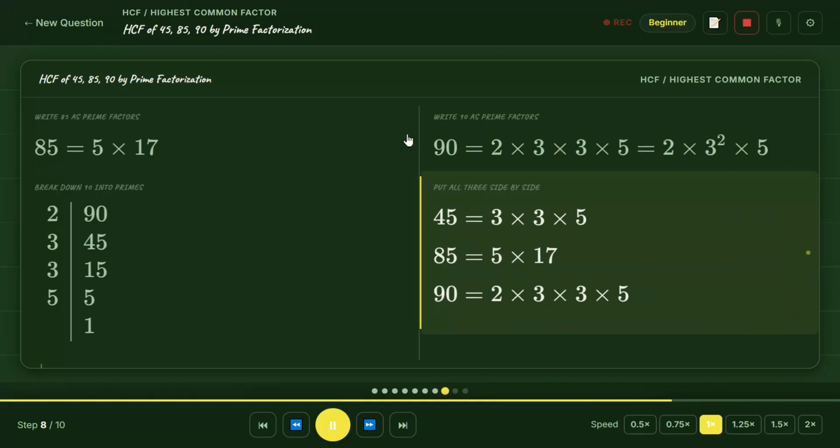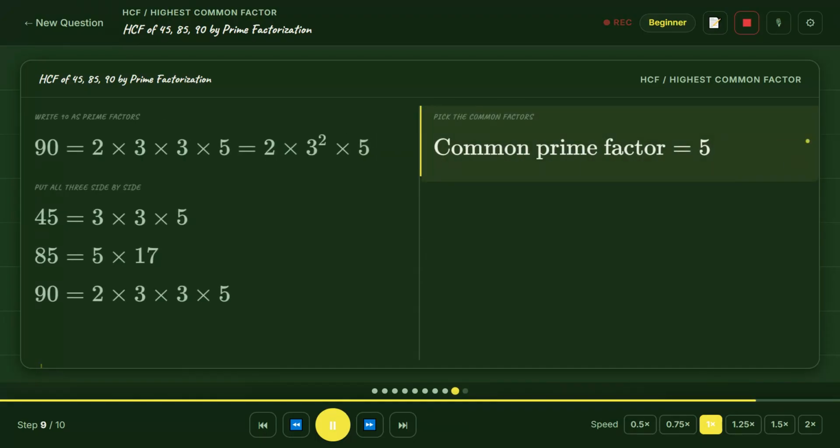Now let's put all three next to each other and look for the same numbers that show up in all three. Look carefully. The number 5 is in 45, in 85, and in 90. That's the only one they all share. The only prime factor that all three numbers share is 5.